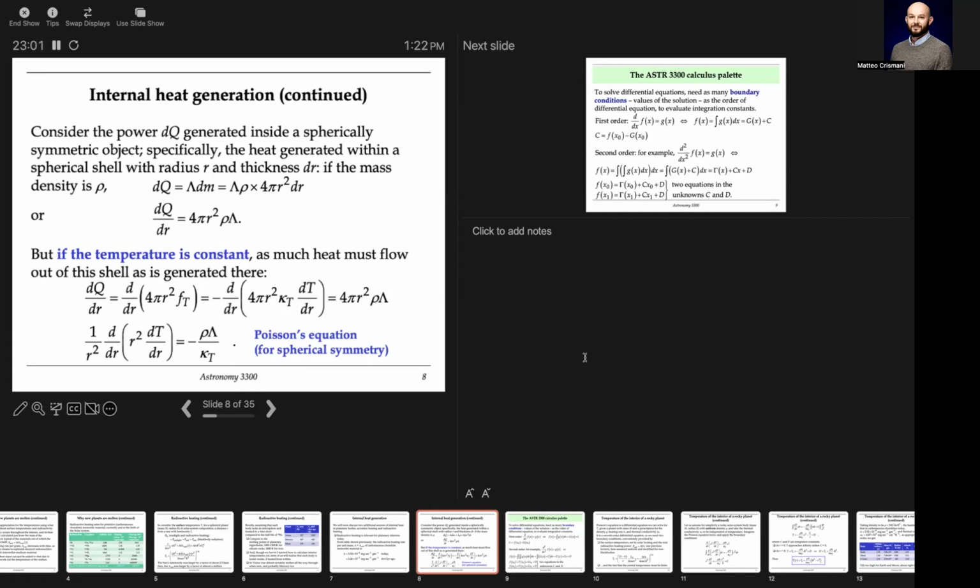Okay, so now we need to use boundary conditions and think about how temperature is actually going to move through this object, right? So here we have dQ/dr. What is this thing inside of here? Where's the little Fe? What?